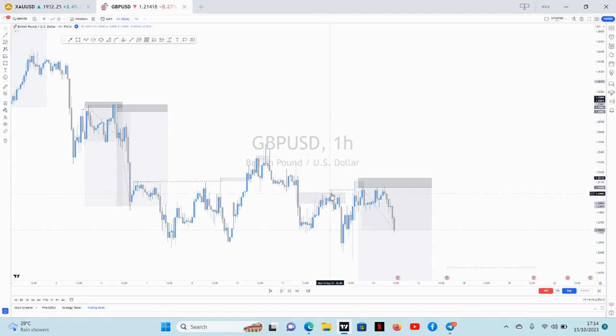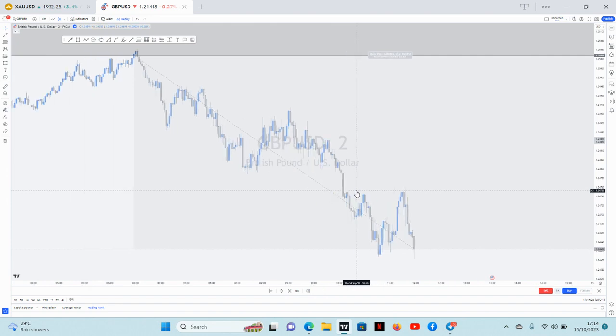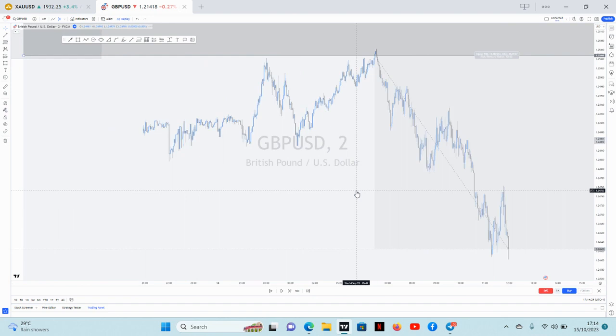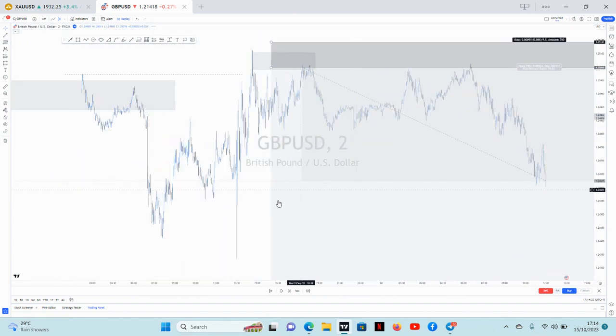This is where this high formed, and what happened next? Price came and swept it. Immediately, price swept it. I went down to the 2 minutes time frame. You could use 3 minutes if you don't have 2 minutes on your TradingView. It's not a must that it must be 2 minutes.